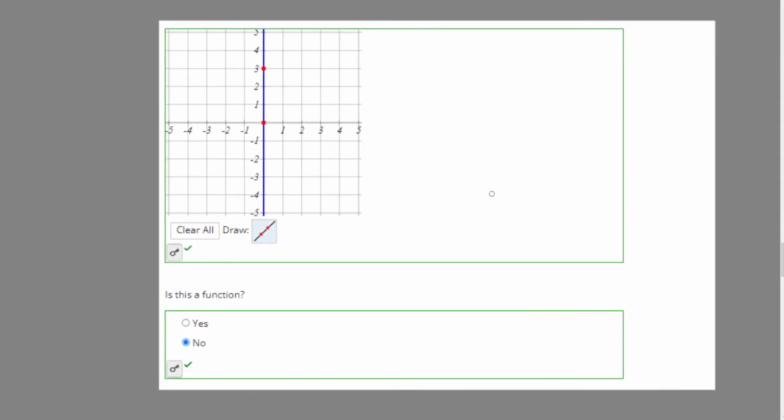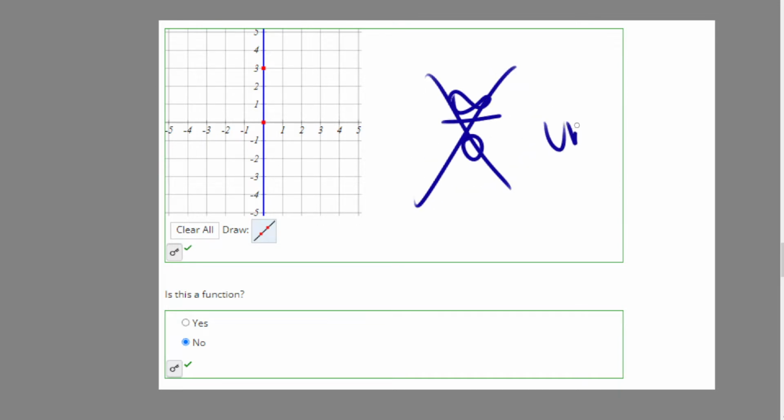This one, I forgot to clear it, but basically this one has a straight up and down line. Now we're asking if it's a function. Does this pass the vertical line test? No, because the whole thing is a vertical line, and so it does not. It is not a function. Another reason is that our rise is infinity and our run is 0, and we cannot divide by 0, so it's undefined. So this is not a function.